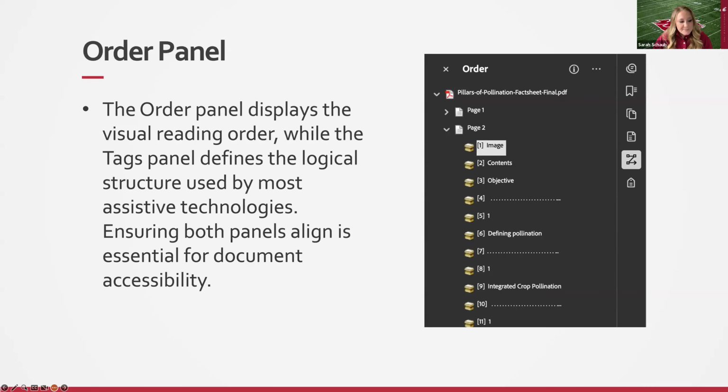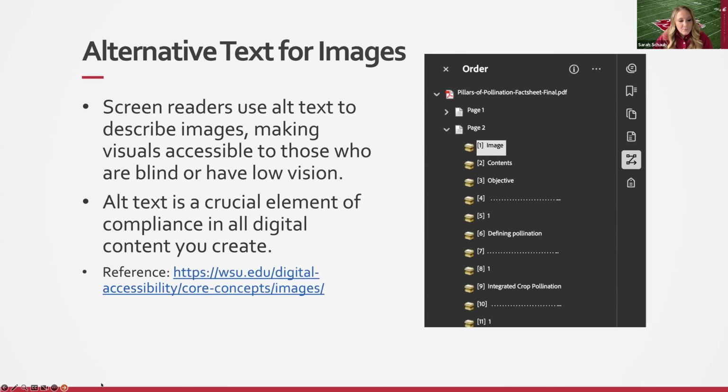The other important thing to consider is alternative text for images. Now, this is a core principle. This needs to be applied to all digital content. Screen readers use alternative text to describe images, making visuals accessible to those who are blind or have low vision.